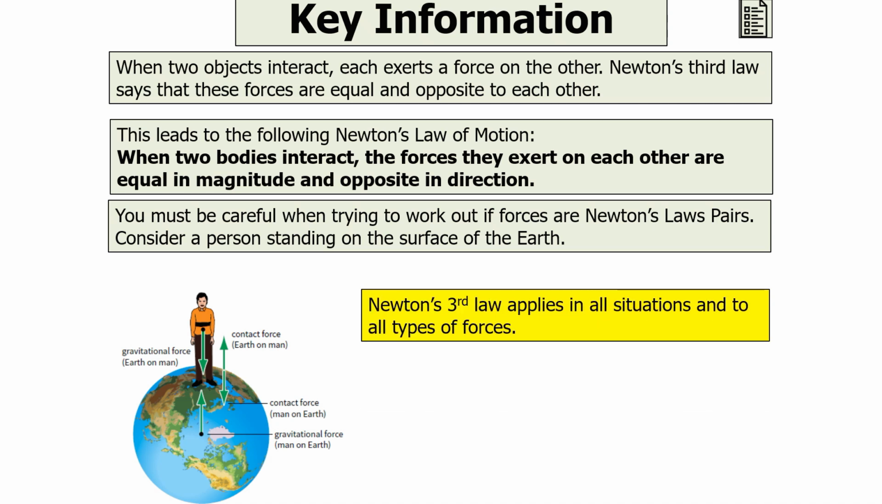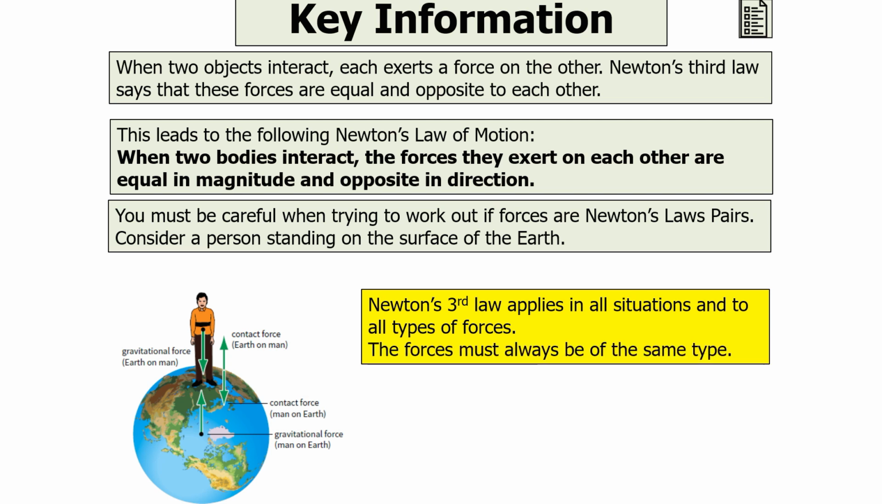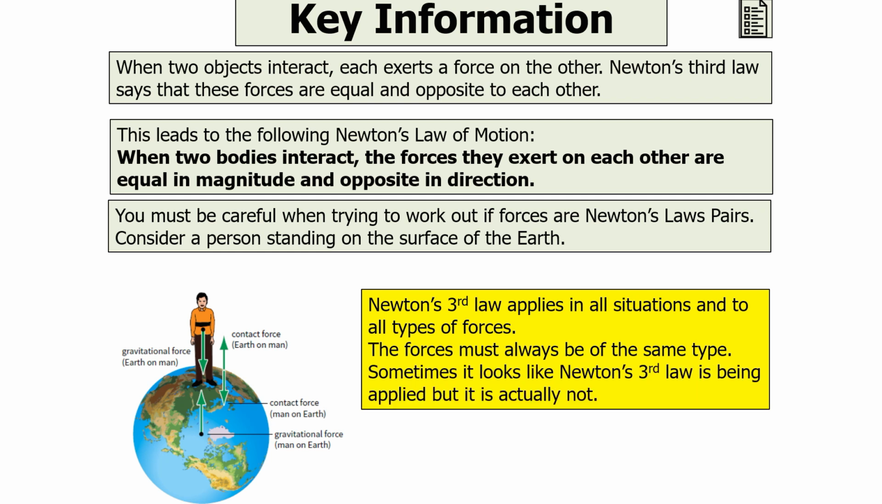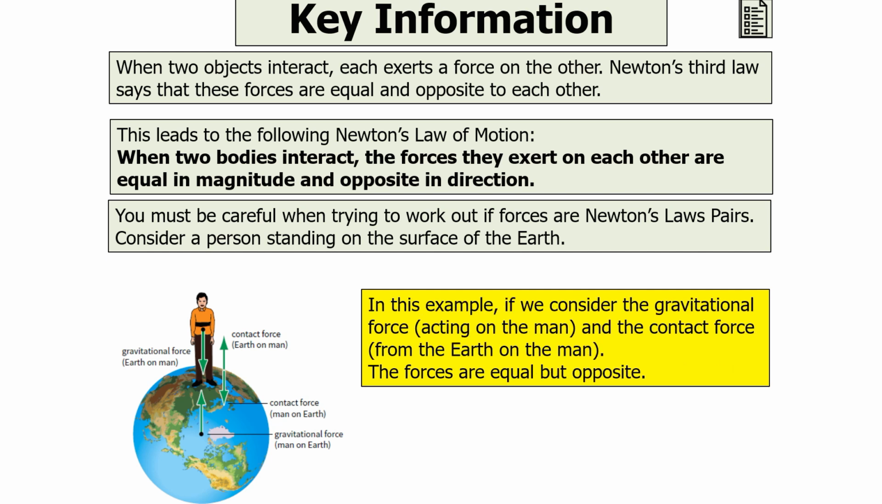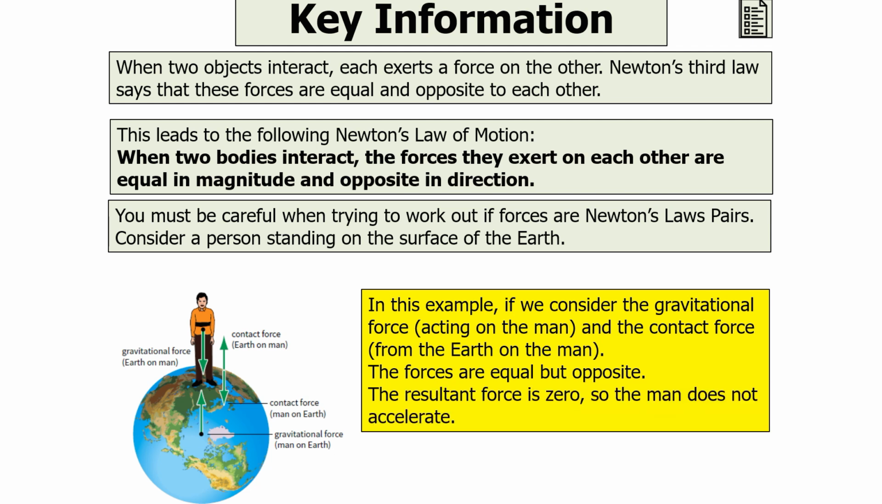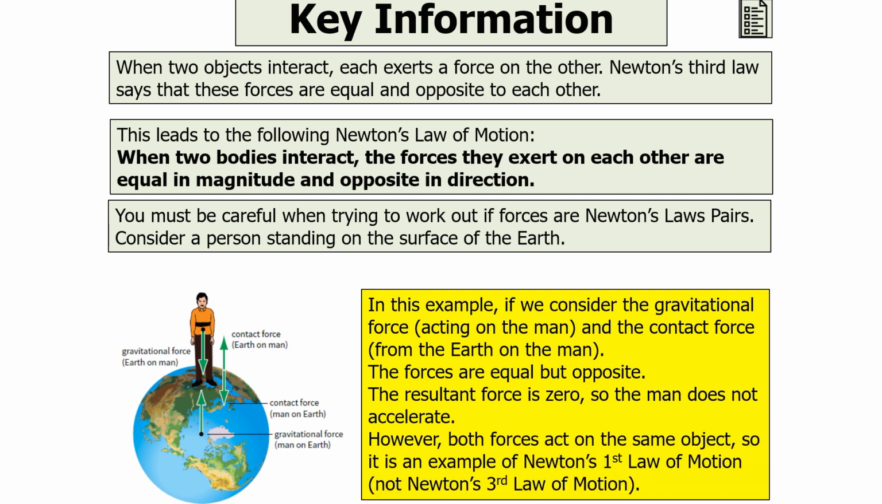So, as we said before, Newton's third law applies in all situations and to all types of forces. The forces must be of the same type. Sometimes it looks like Newton's third law is being applied, but actually it's not. If we consider the gravitational force acting on the man and the contact force from the earth on the man, they are equal but opposite, so the resultant force is 0, so the man does not accelerate. However, because both forces act on the same object, it is an example of Newton's first law of motion, not Newton's third law of motion.